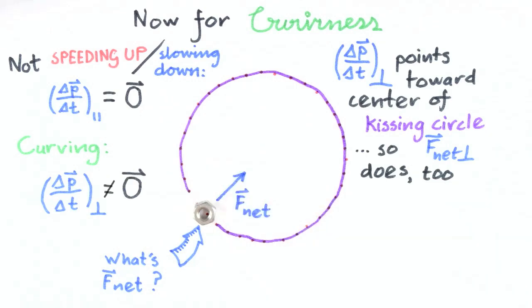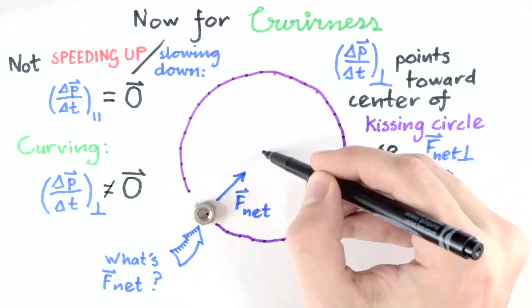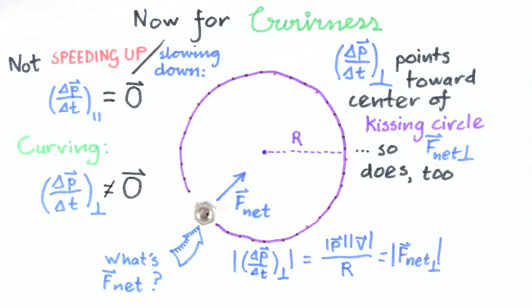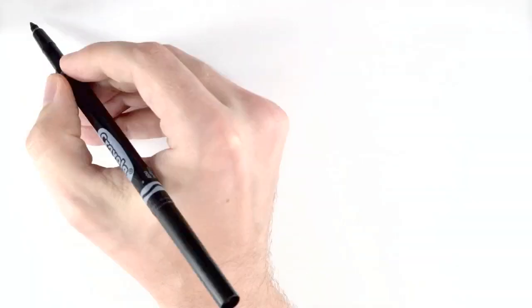If we know the system's speed and momentum, then we could go further in this case and determine the magnitude of F net. Since we're told that the radius of the circle is r, then if we know the magnitude of p and the magnitude of v, then the magnitude of delta p over delta t perpendicular must be magnitude of p times the magnitude of v divided by r, and by Newton's second law, this must also be the magnitude of F net perpendicular. Finally, since F net equals F net perpendicular in this specific case, the magnitude of F net must also be the same. A couple of final notes here.